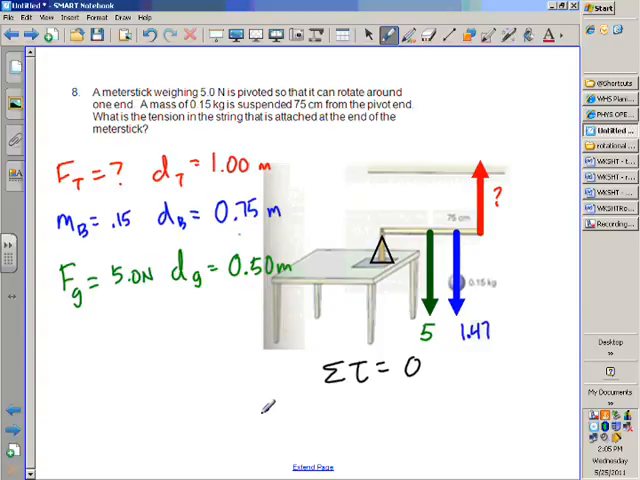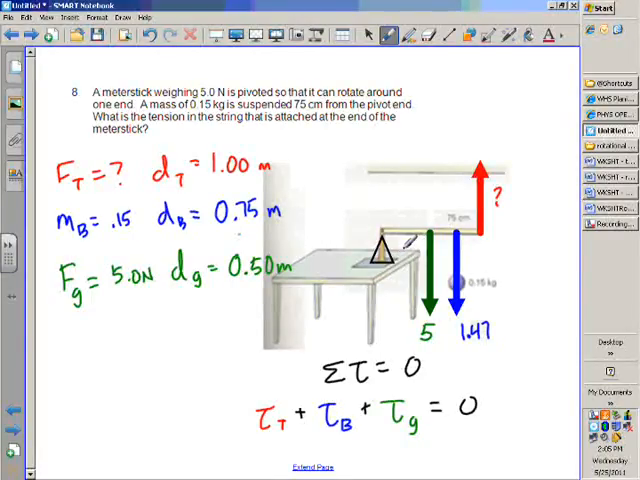So we're going to take torque caused by the tension plus torque caused by the hanging ball plus torque caused by gravity, and all 3 of those together have to equal 0. Okay? If we look at direction of rotation, right?